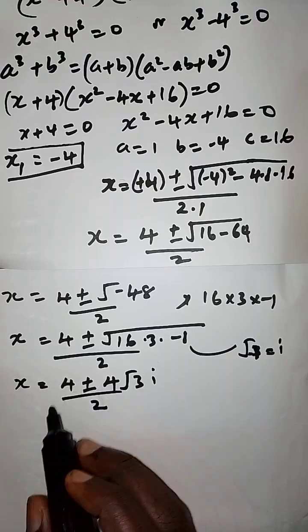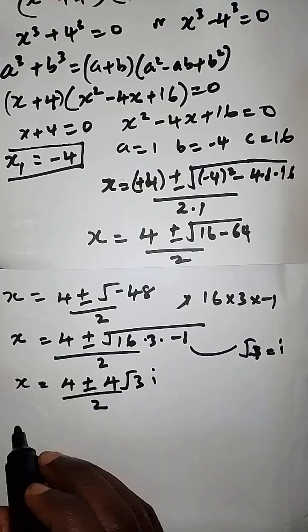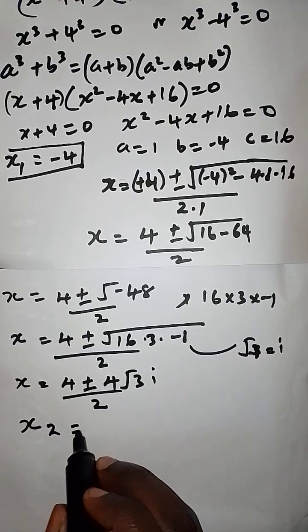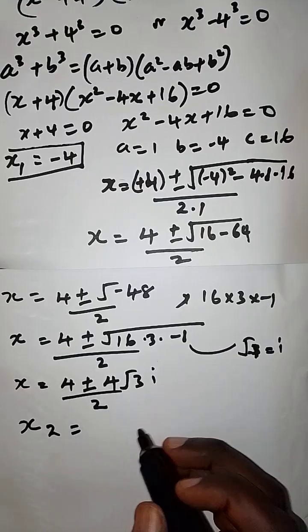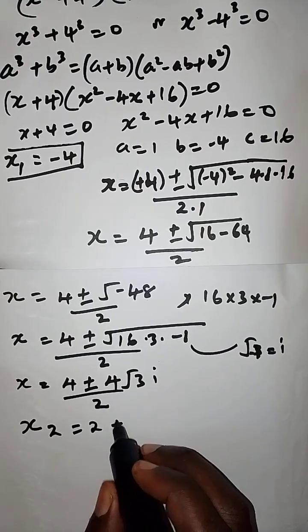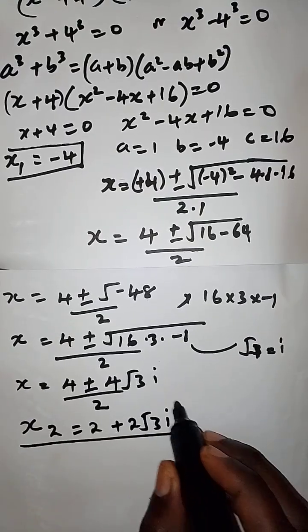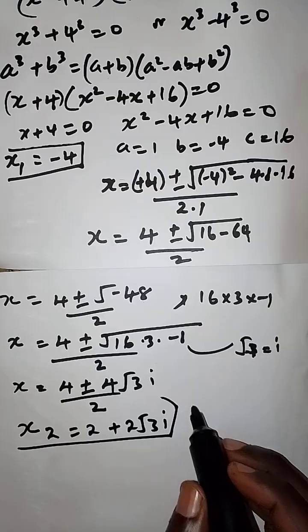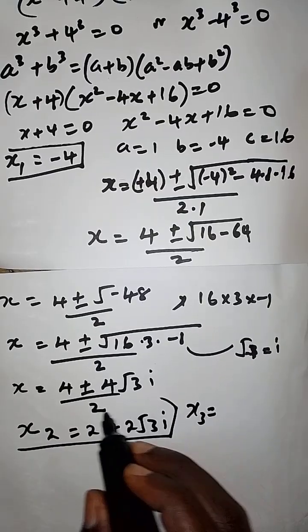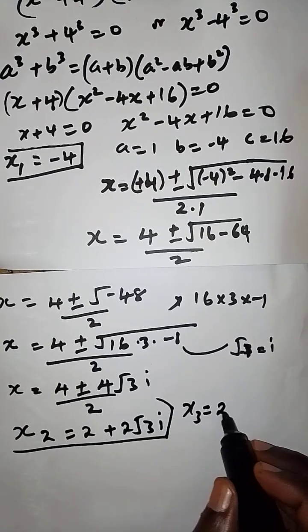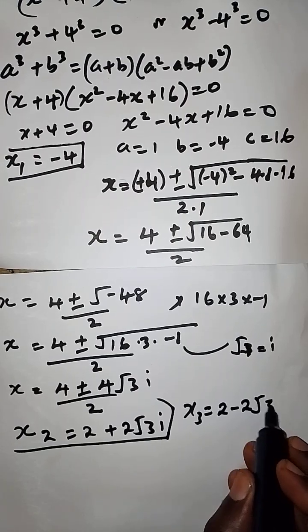So for this case, I can simplify by dividing by 2, and we're going to have the second solution as 2 plus 2 root 3i, where I've just taken the positive sign, and the third solution I'm going to take the negative as 2 minus 2 root 3i.